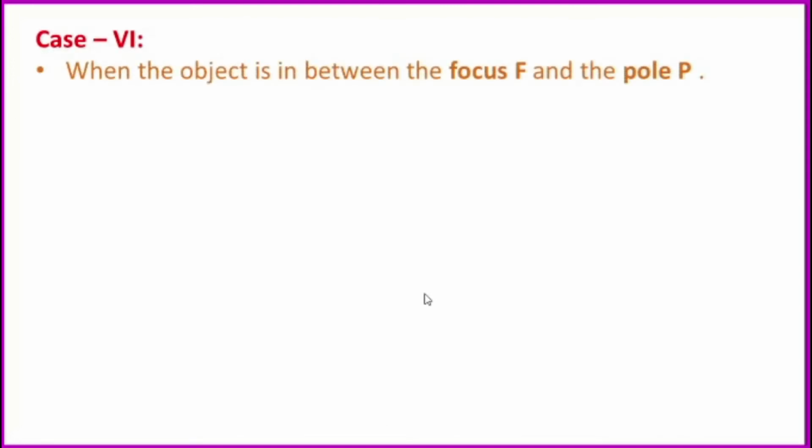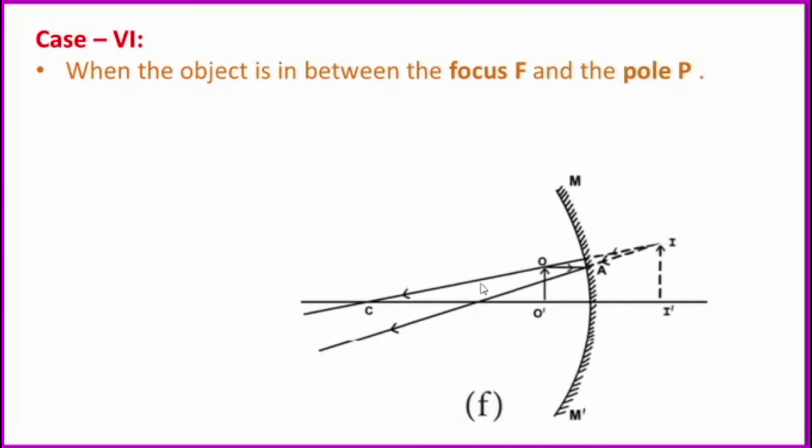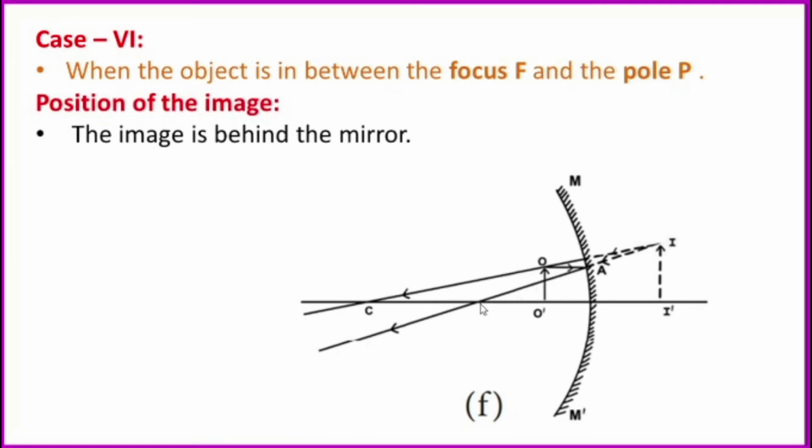Then case number 6. When the object is in between the focus F and the pole P. So this is the principal focus F. So we place the object between F and P. What about the image? We take the two rays. First ray, a ray parallel to the principal axis. After the reflection, it passes through the focus. So this is the place for focus.